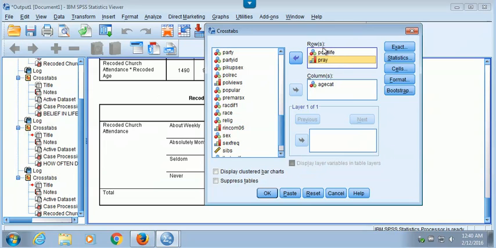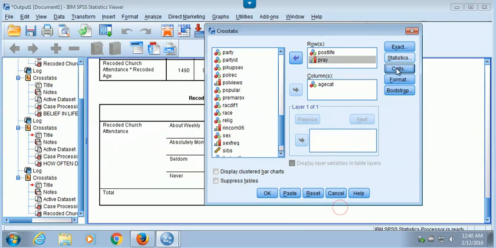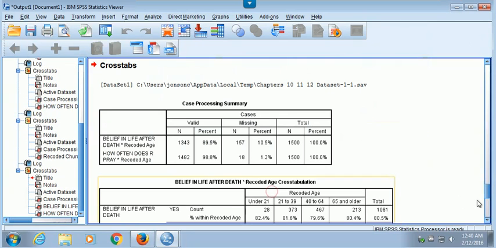When you set up your crosstabs like this, you're going to get two crosstabs. One crosstab examines age versus post-life, and a second crosstab shows you age versus how often someone prays. If you have multiple dependent variables, this is one way to do it relatively quickly. Your column percentages should still be checked. If you want to double check that, just click cells, click OK.